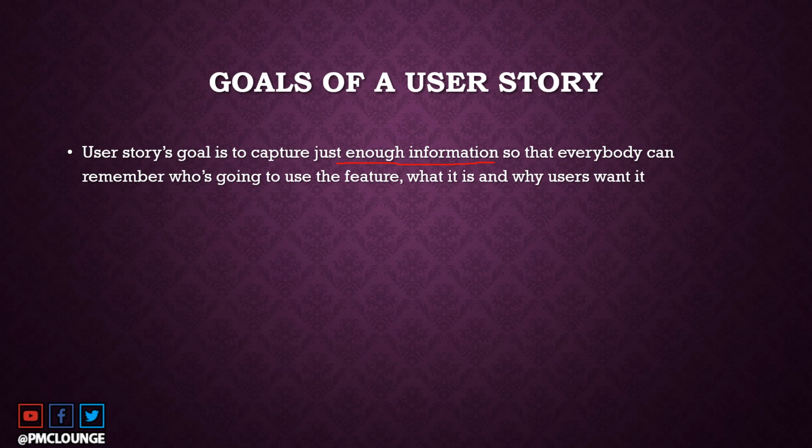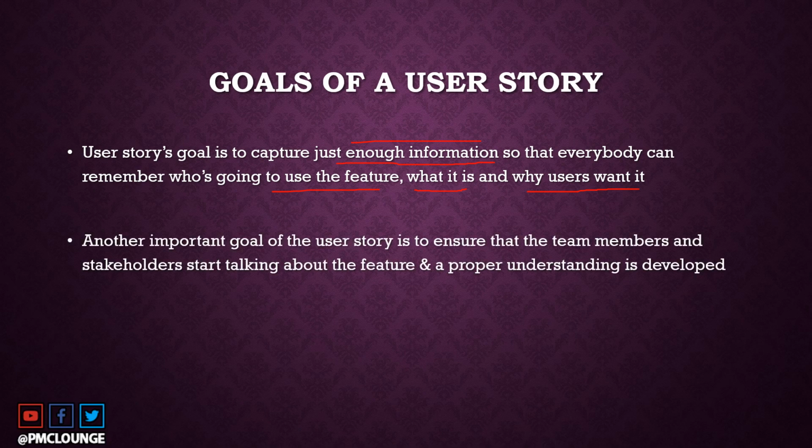But the user story's goal is to capture just enough information so that everybody can remember who's going to use the feature, what the feature is about, and why users want that feature. So these are the important points that are documented about every single user story. And we are not documenting lines and lines and paragraphs of every specific detail about the requested feature, right? So that is one of the goals of a user story, to have just enough information.